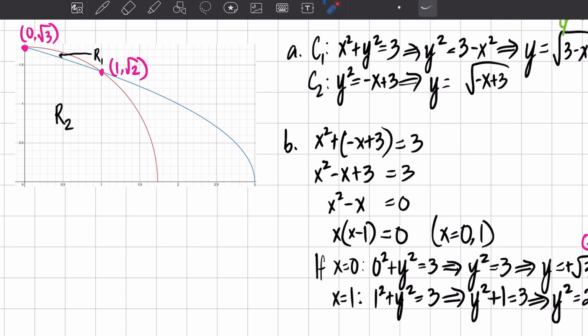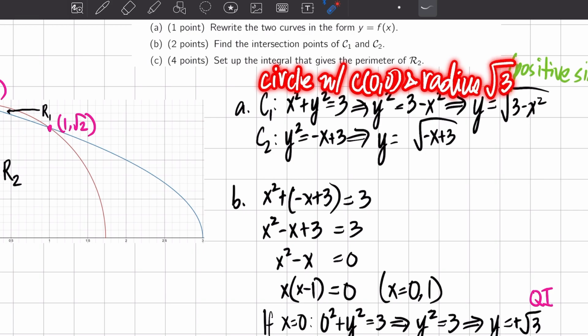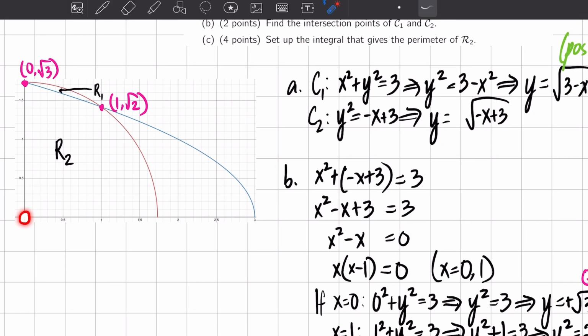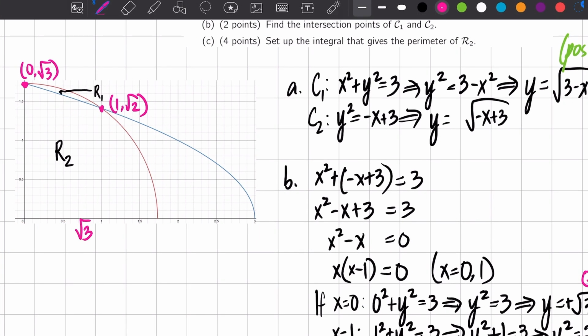Now, let's recall our circle. If the equation of your circle is x squared plus y squared equals 3, that means that you have a circle with center (0, 0) and radius square root of 3. So if the center is (0, 0) and you have a radius of square root of 3, then this one right here has length square root of 3, and this point right here is actually (square root of 3, 0).